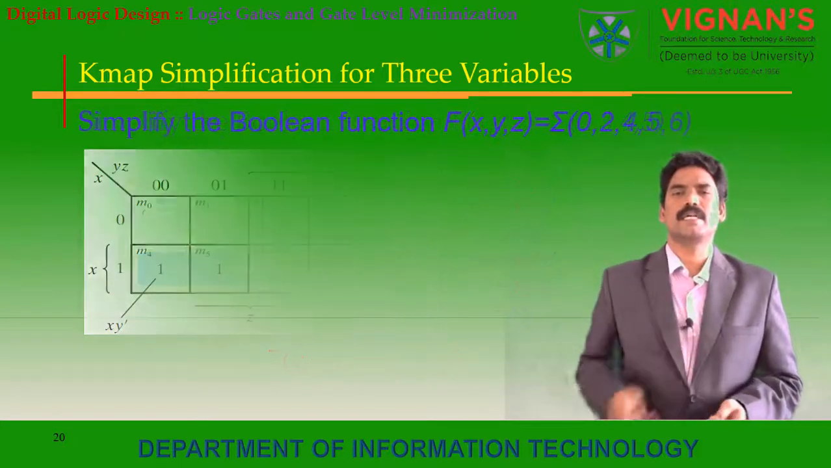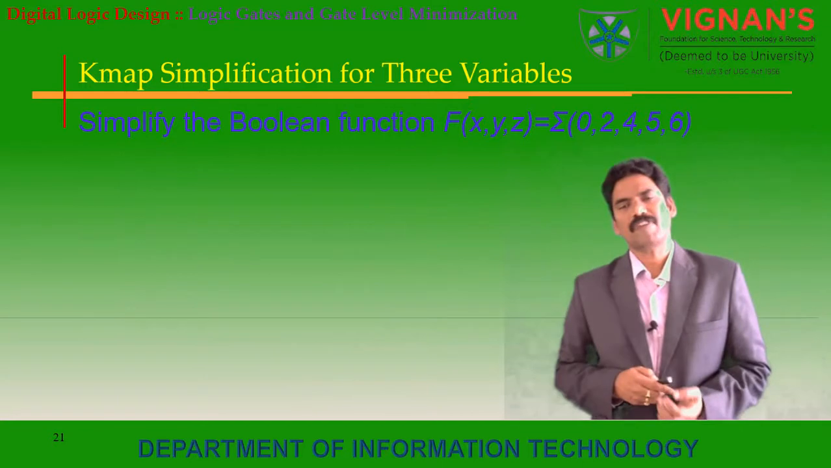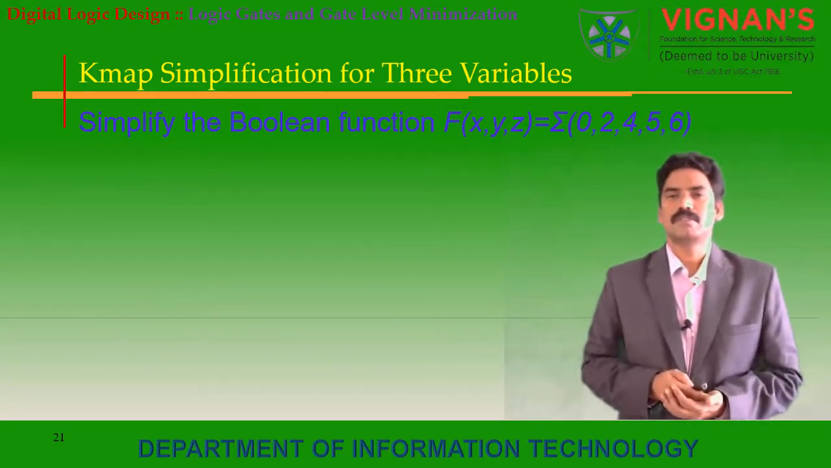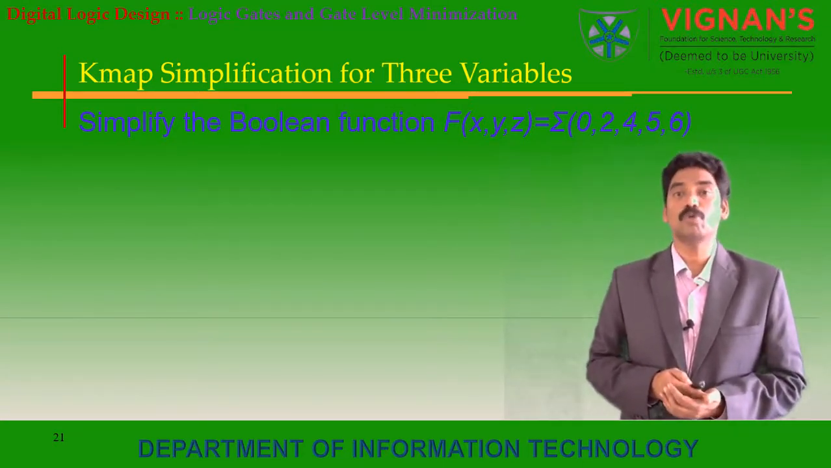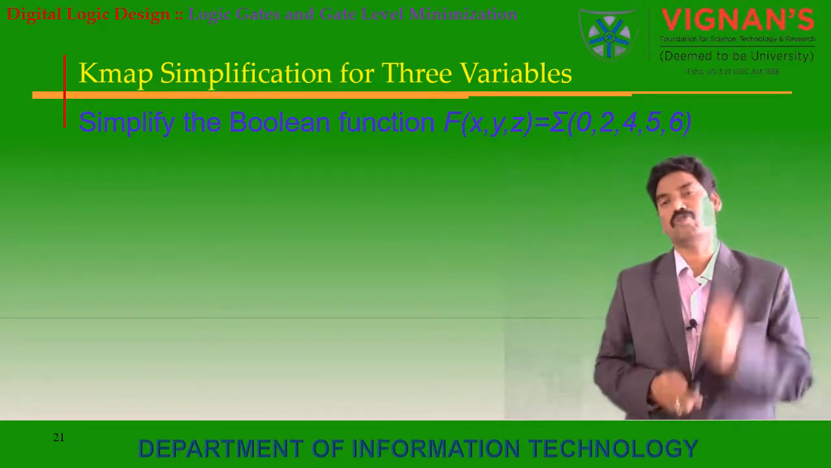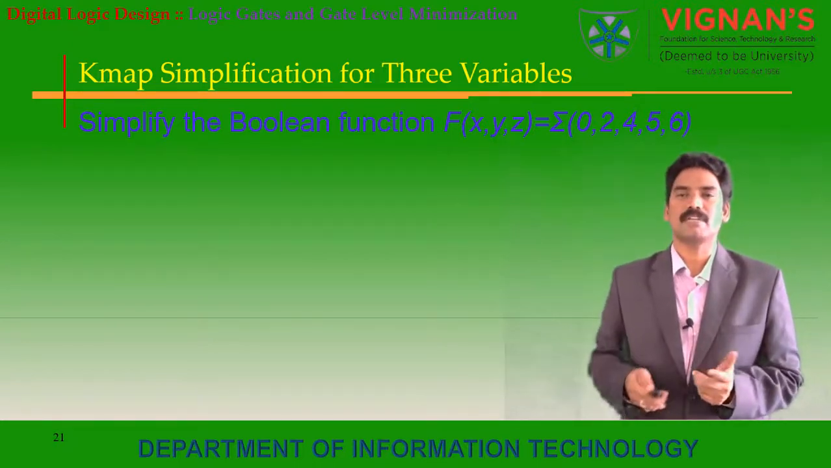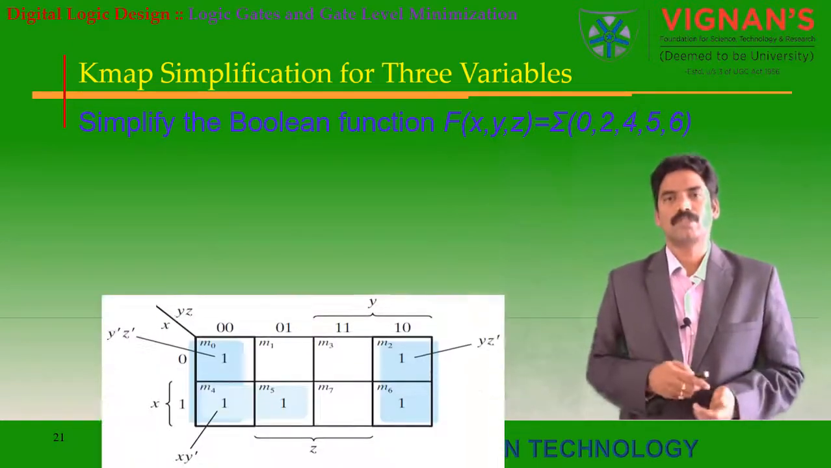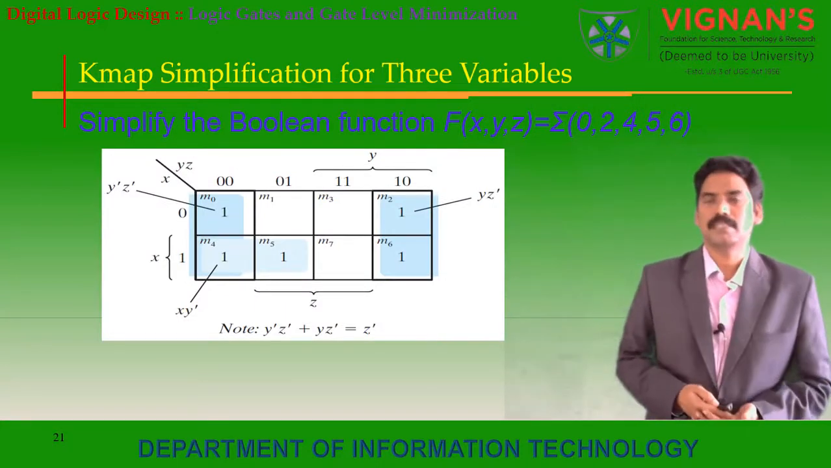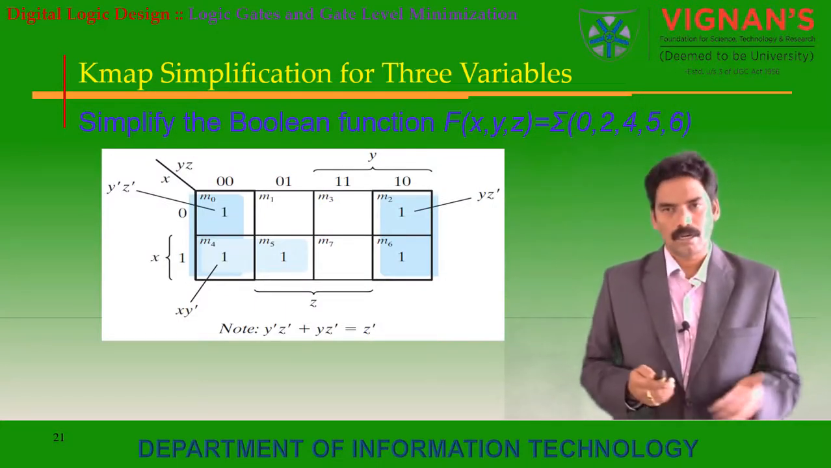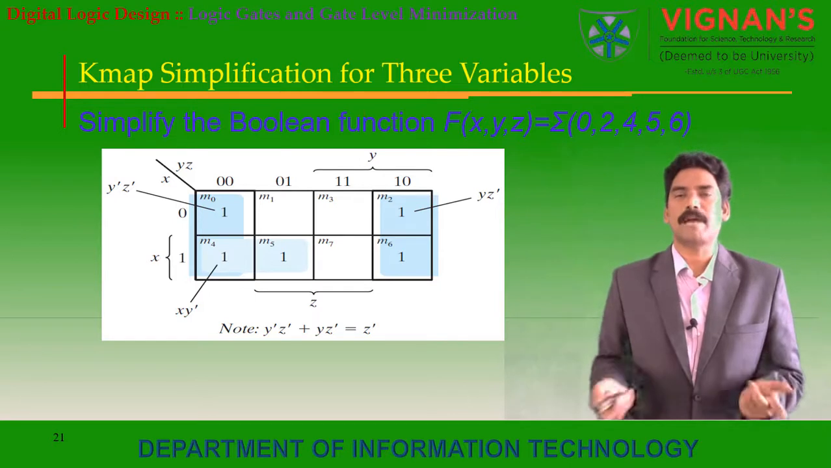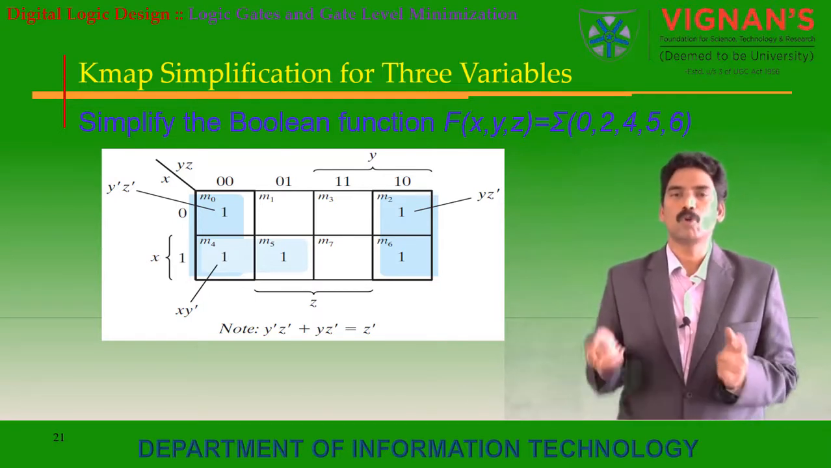Now, we consider another example. Here f of x y z is equal to sigma 0, 2, 4, 5, 6. How many minterms are there? 5 minterms. So, this is the K map. 5 values are mapped. Now, grouping.